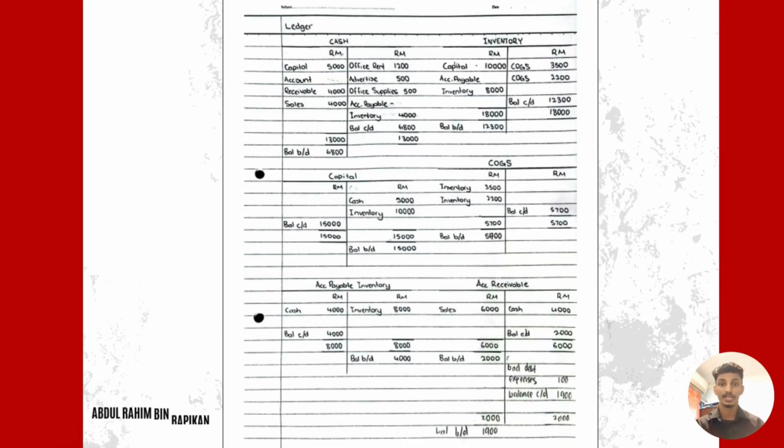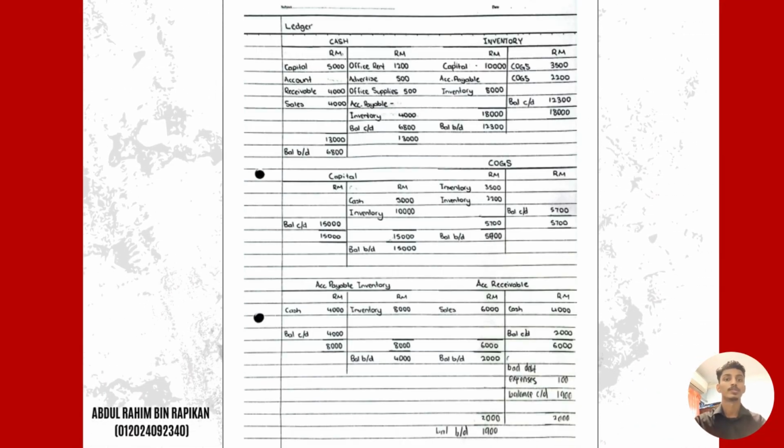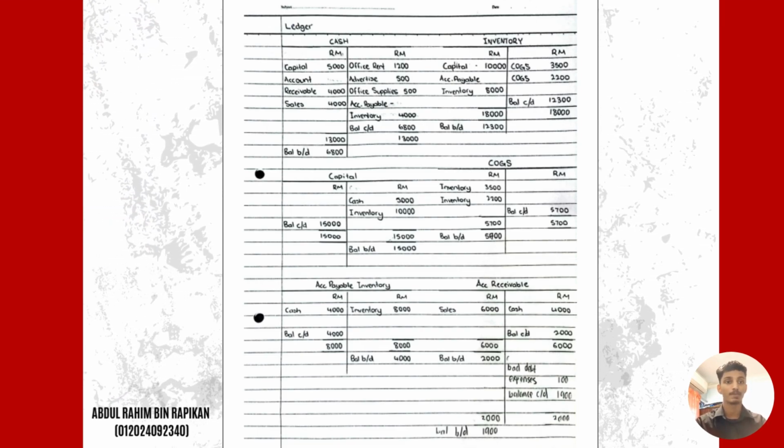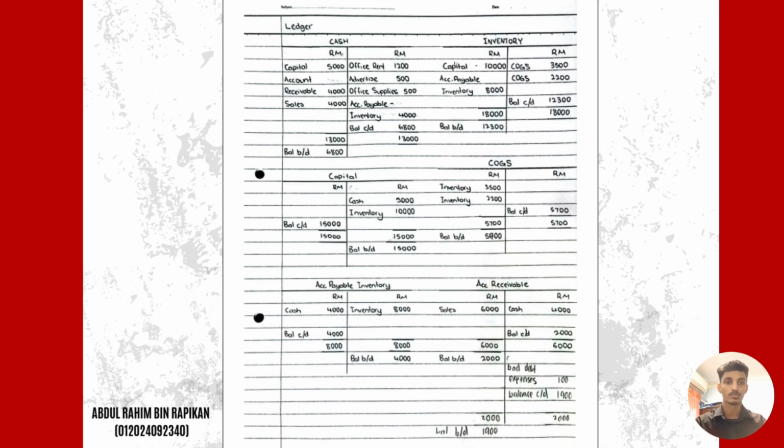Now moving on to the ledgers. If you look here, the first one is cash, inventory, capital, cost of goods sold, account payable, inventory, account receivable, sales, office rent, laptop. Then account payable, laptop, advertisement, and office supplies.